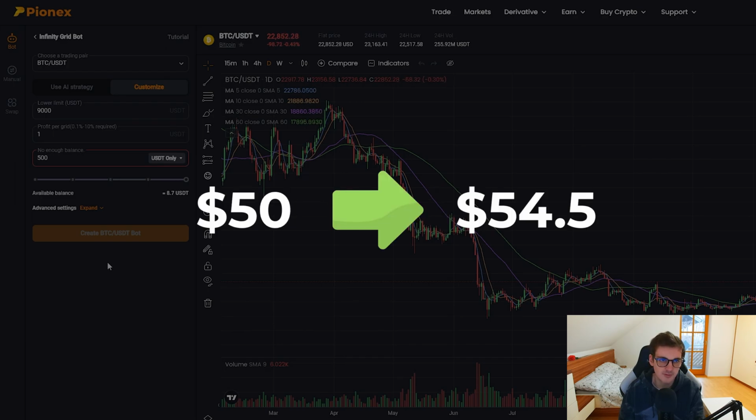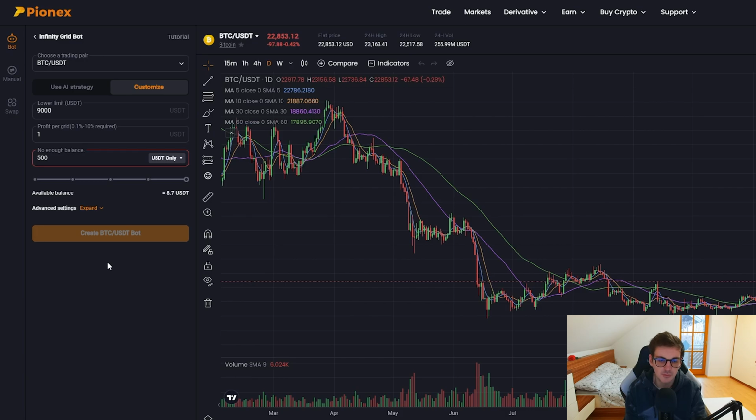To remain at a value of $450, the bot will sell $4.5 of Bitcoin, increasing your USDT from $50 to $54.5. If the price continues to increase by 1%, the bot will again sell some Bitcoin to remain at a value of $450 while increasing your USDT balance. If the price starts falling and your Bitcoin value decreases, the bot will also make sure that the value stays at $450 by buying more Bitcoin at a lower price.